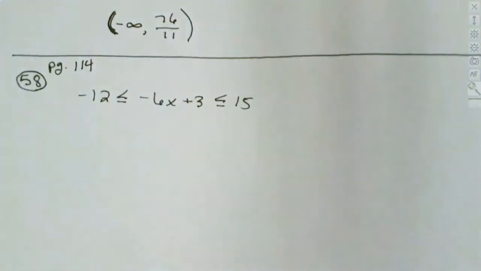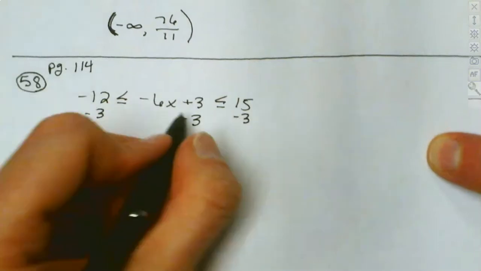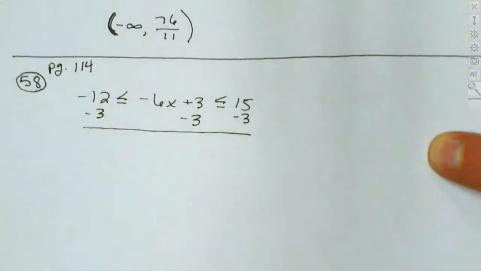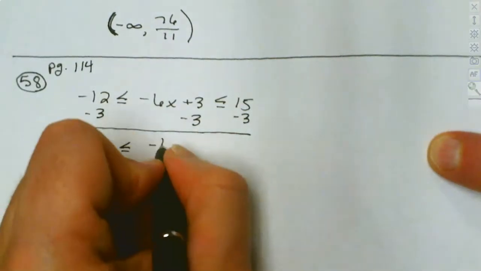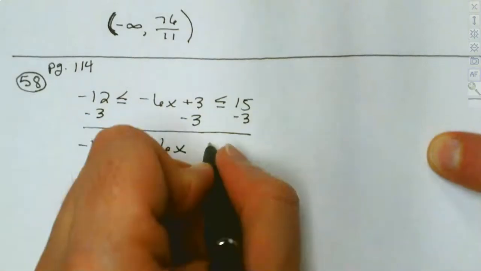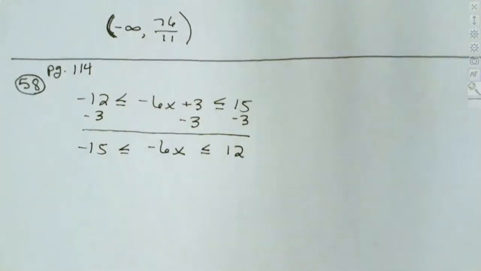Now this one's a little bit different. What do we want? Well, we want to get that x by itself in the middle. So if I move that 3 over with subtraction, I've got to subtract it from all the sides. So it's got to stay trapped in the middle. So I'm going to subtract 3 from the other two sides. Then that gives you negative 15, a negative 6x in the middle, and 15 minus 3 makes it positive 12 there.